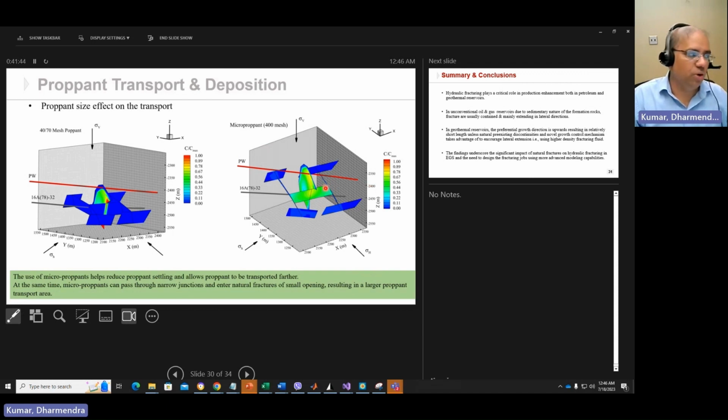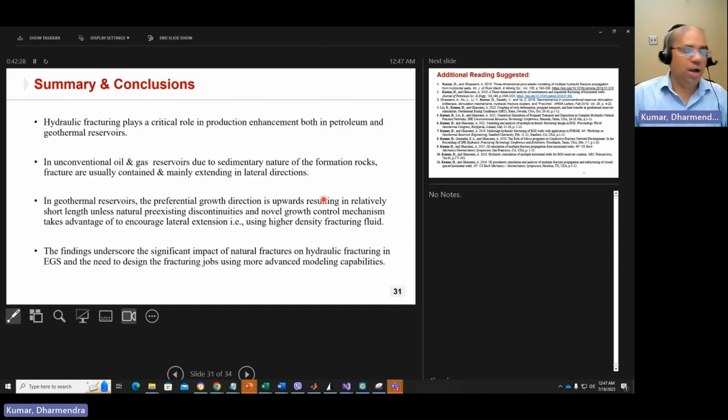In this case, we tested the proppant size. What will happen if you use a bigger size proppant, and what will happen if you use a smaller size? If you use the bigger size proppant, the natural fracture intersection here has a very small opening, and the bigger proppant cannot pass through it, so all the proppant will still remain in the hydraulic fracture. But if you use a smaller size proppant, we can probe more area of the DFN. So this simulation suggests that micro proppant or small size proppant can have more impact, and we can stimulate more area in a geothermal reservoir. So this is what I wanted to talk about.